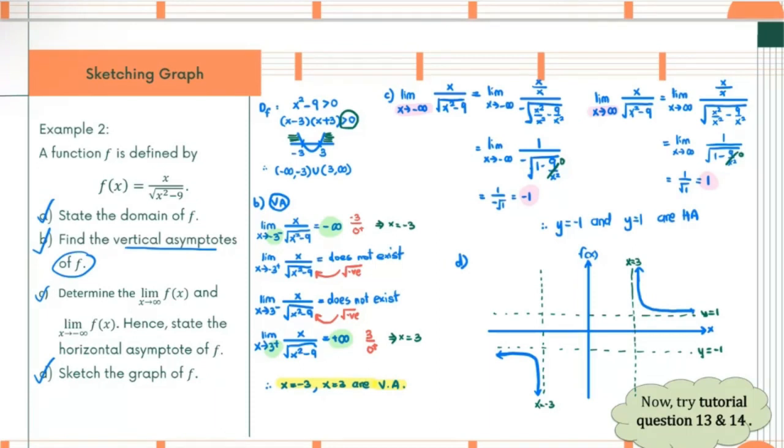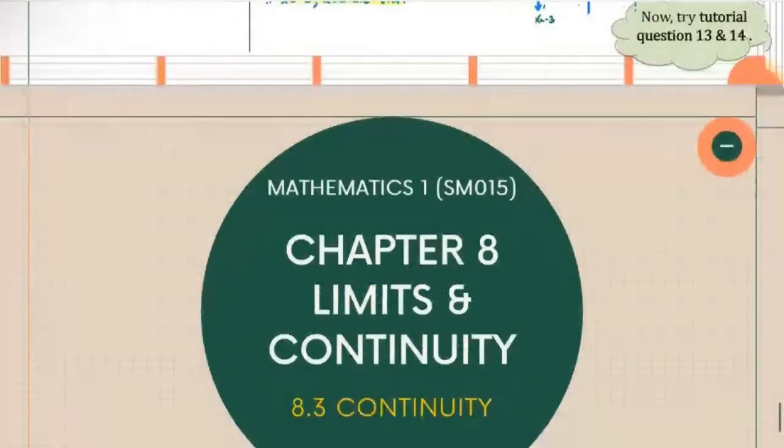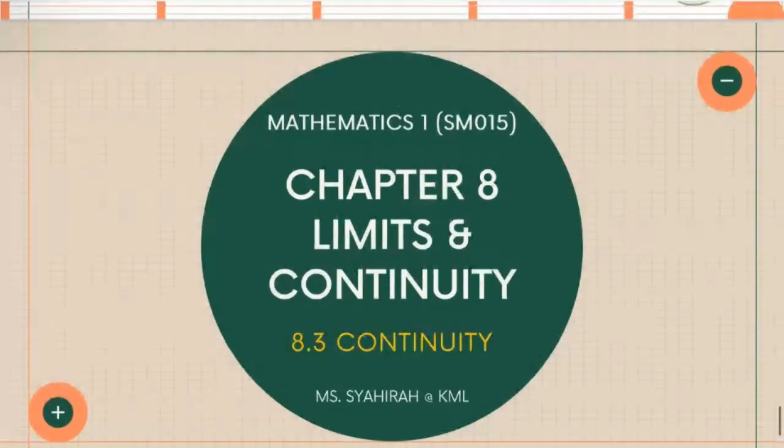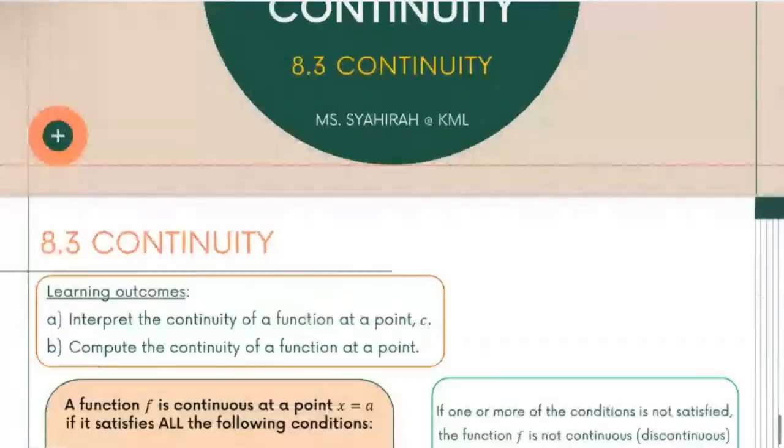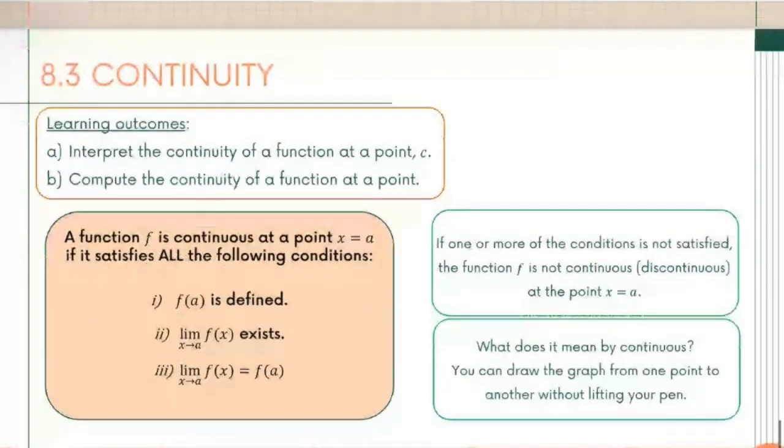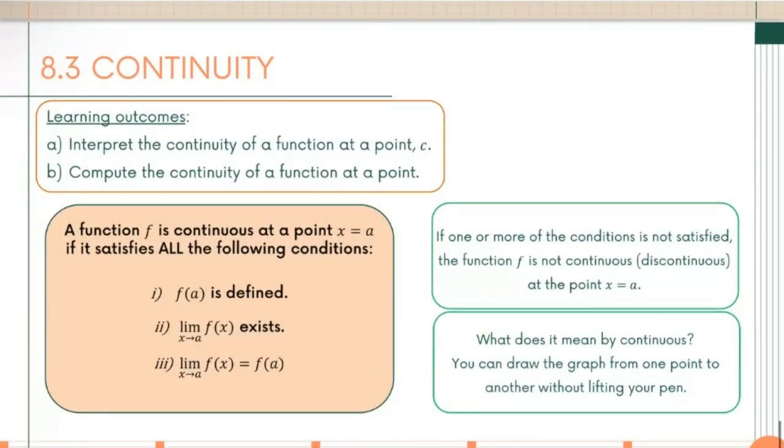Now, kita masuk bahagian asymptote. Asymptote, sorry pula. Continuity, the last part. Okay. So 8.3, continuity. So what is continuity? So there are two learning outcomes. The first thing adalah you need to interpret the continuity of a function at a point C, and then kita akan compute the continuity of a function at a point.